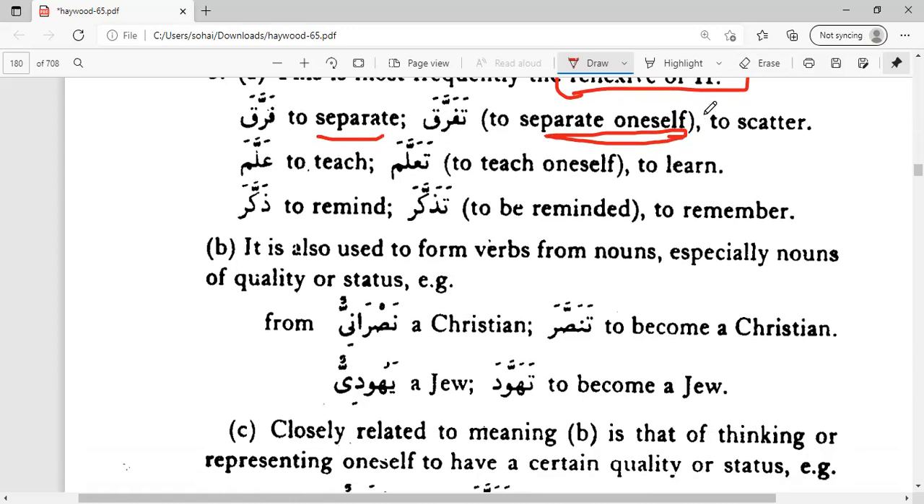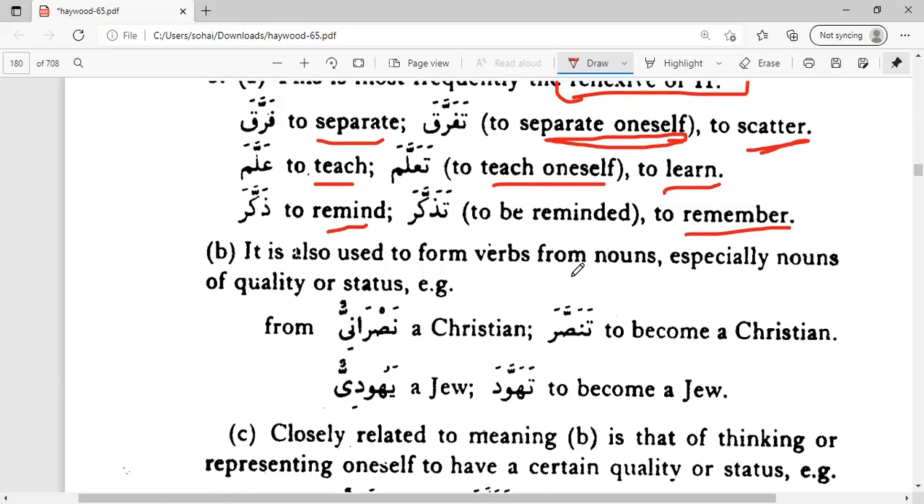So in other words, the meaning is to scatter. In the bracket, it gives you, if you make it reflexive, literally what would it mean? And in the answer, the bracket is the meaning we normally use. 'Allama means to teach. Ta'allama, same teaching, but you apply it to oneself, to teach oneself. What do we call that? We call that learning, right? Dhakkara, to remind somebody. Tadhakkara, to be reminded. The action has been applied to the person. So the meaning comes to remember. Does that make sense?